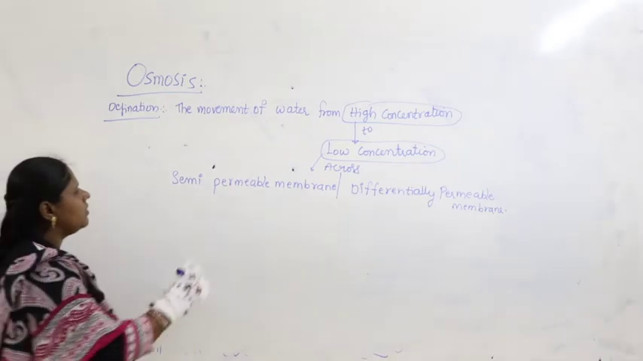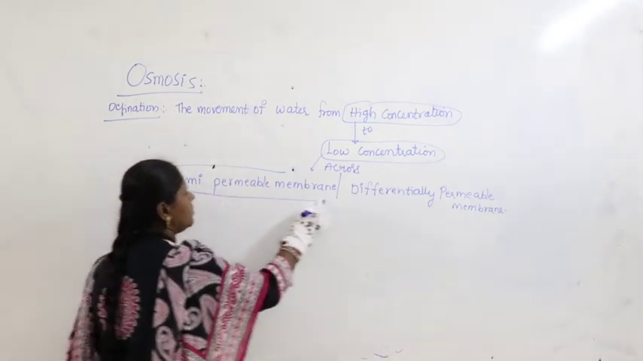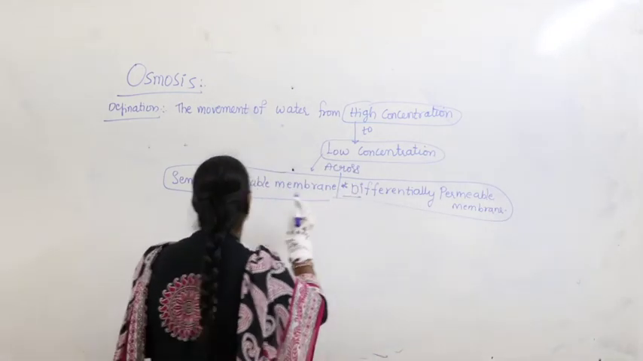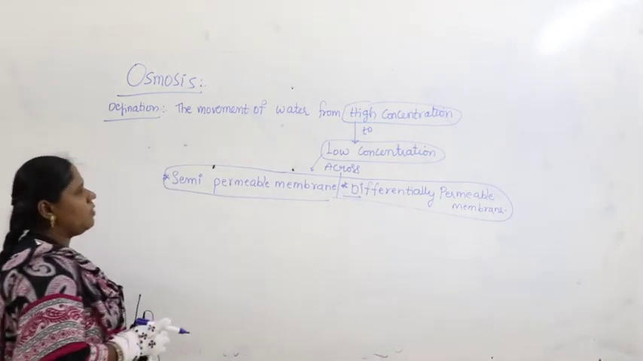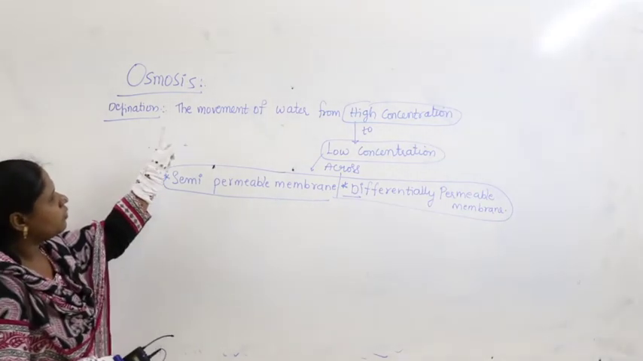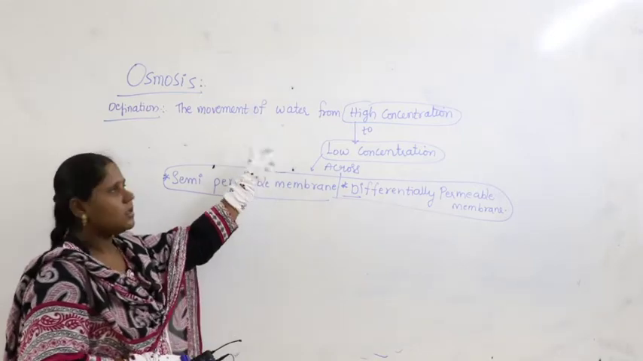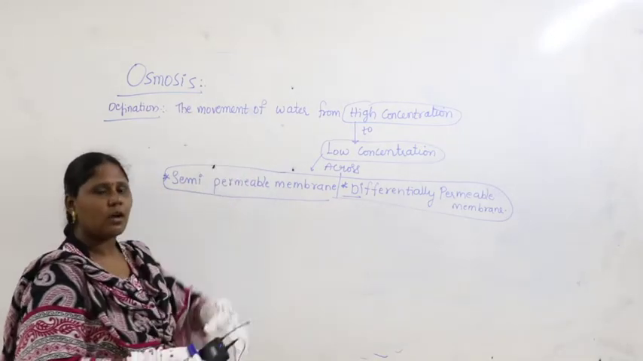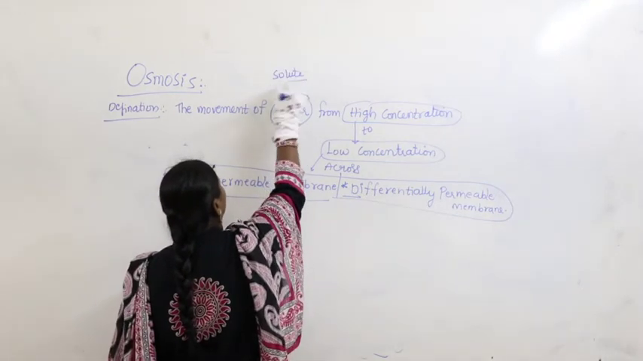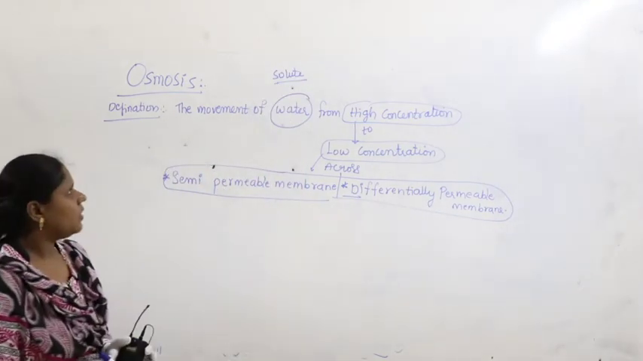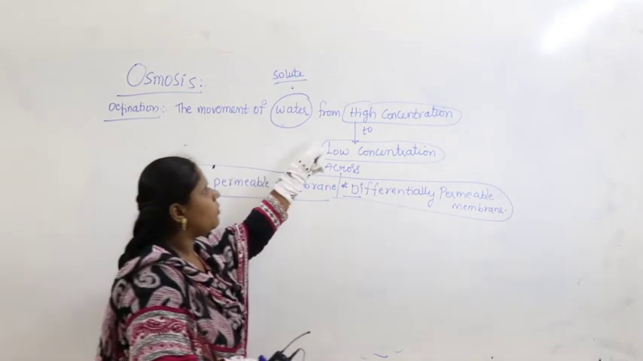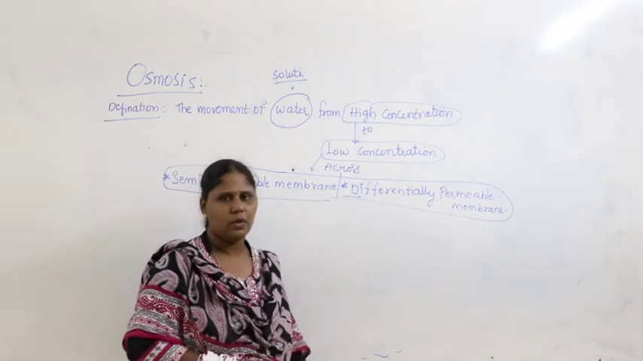Okay, so here you can define this osmosis, and in this definition what is important is this: semi-permeable membrane or differentially permeable membrane. I say again, the movement of water. Guys, osmosis definition either you can write in terms of water or you can write in terms of solute. If it is solute, you can say the movement of solute from low concentration to high.